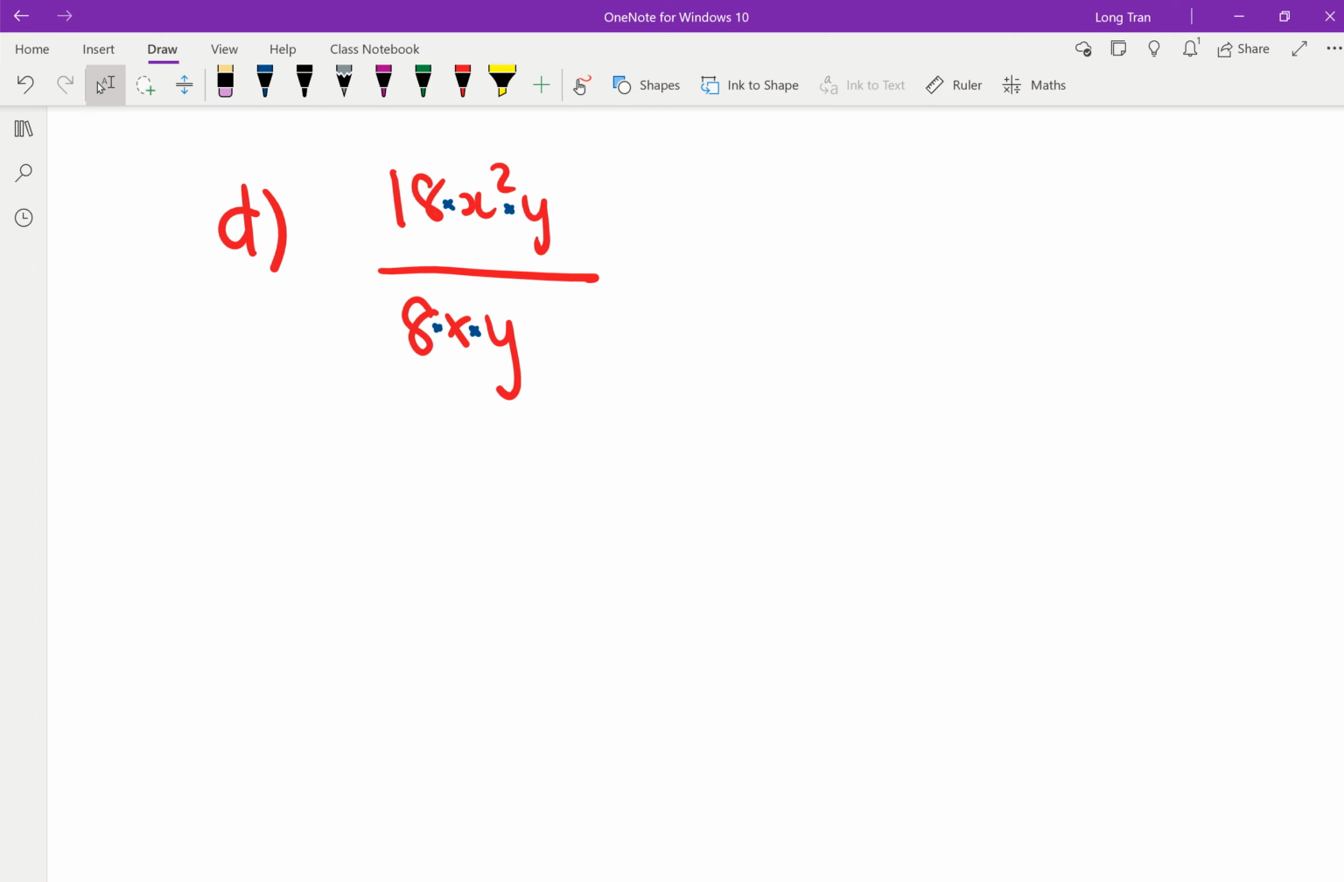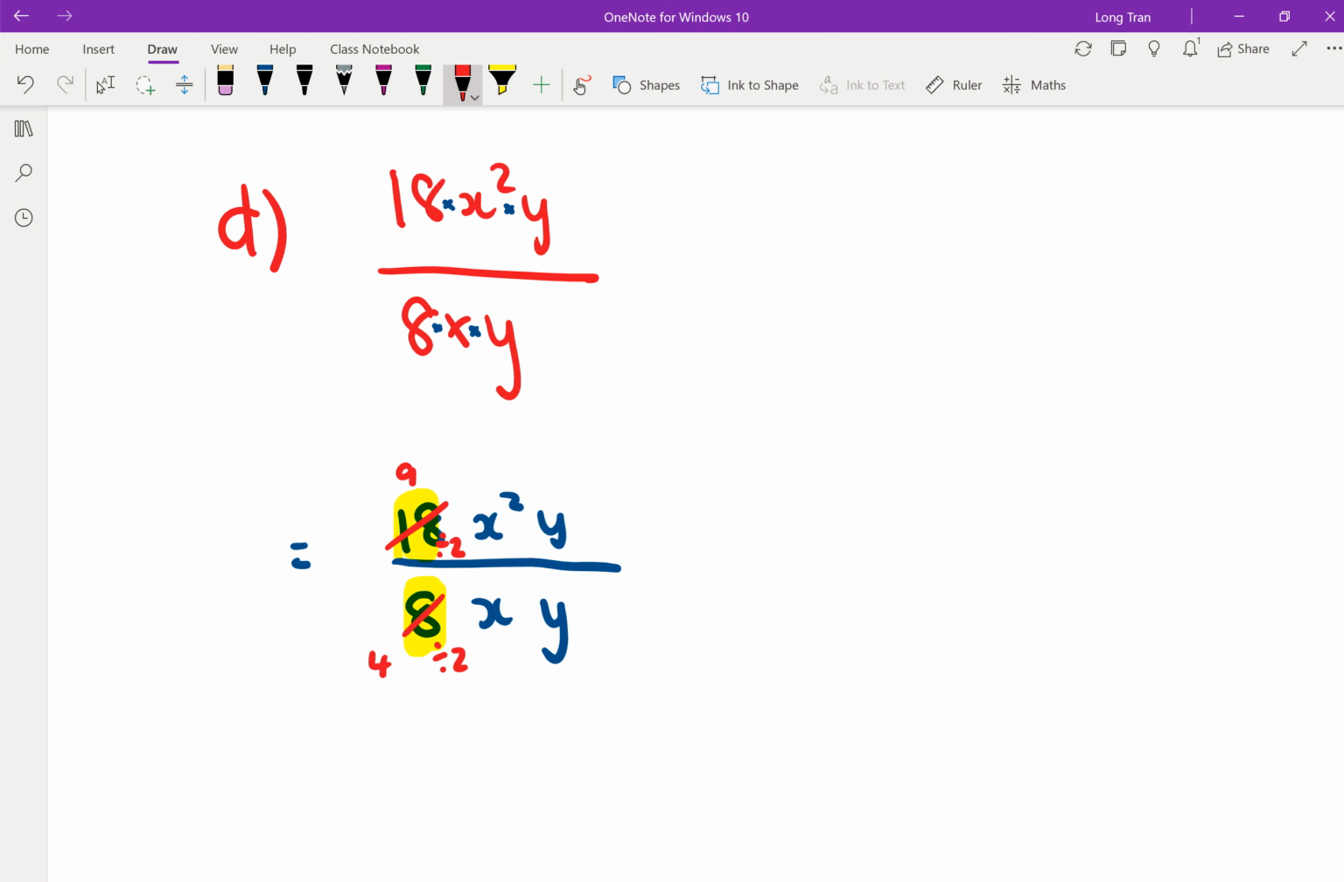Now, when I was in high school back then, this is what I was doing in my mind. So we've got 18 over 8, we've got x squared, we've got x on the bottom, and this is y, and this is y. Back in high school, the way my teachers taught me was that you look at the numbers and you say, well, there's an 18 divided by 8. What's a common factor that goes into both of them? We know that 2 goes into 8 4 times, and 2 goes into 18 9 times. This is where your times tables come in. All right, so we cross simplify that.